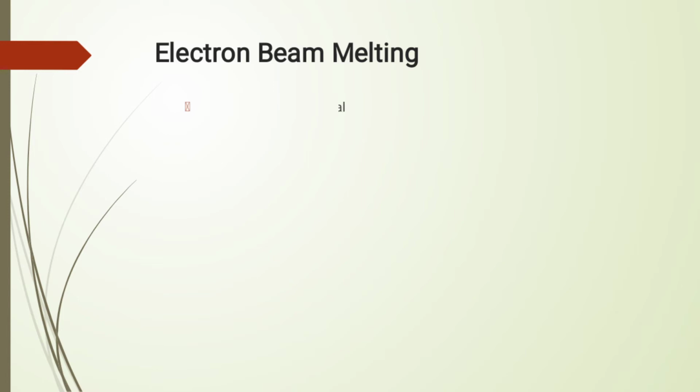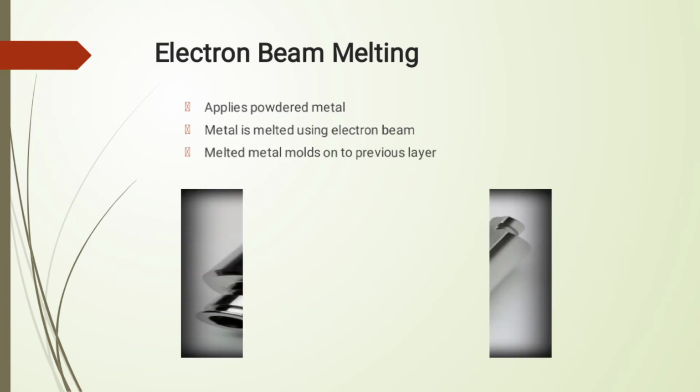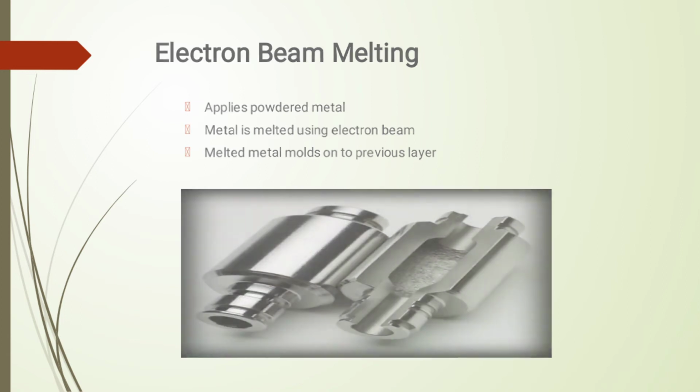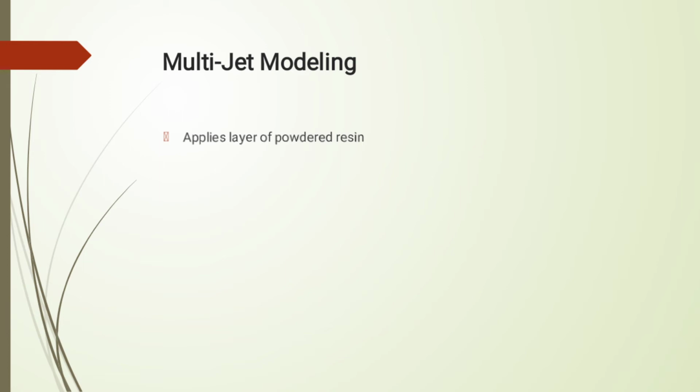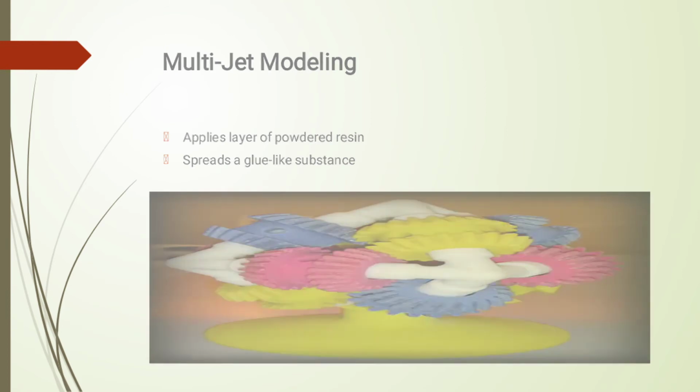Electron beam melting applies powdered metal. Metal is melted using an electron beam. Melted metal molds onto the previous layer. Multi-jet modeling applies a layer of powdered resin, spreads a glue-like substance. Fused deposition modeling uses high temperature, and plastic solidifies immediately.